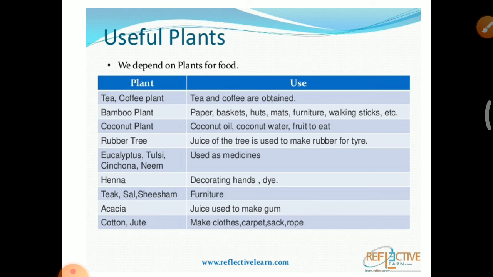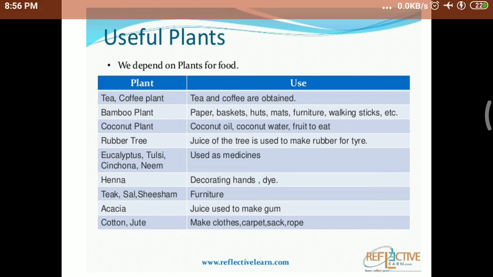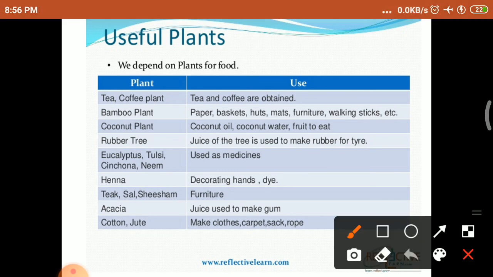The next one, uses of plants. So we learned different types of plants. So what are the uses of these types of plants? The first one, we take tea and coffee plant. From this plant we are getting tea and coffee. And bamboo plant, in Tamil we say moongil. From that bamboo plant we are getting paper, basket, hut, mat, furniture and walking stick.